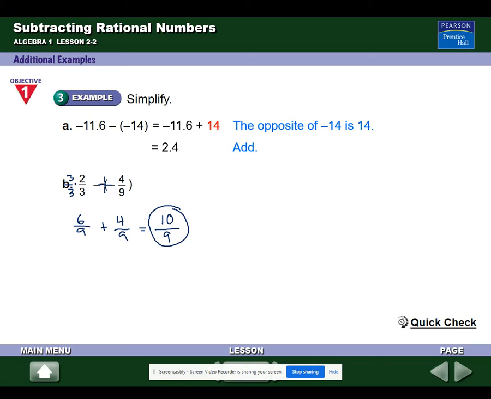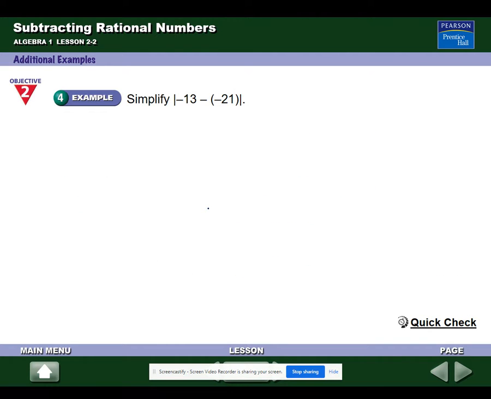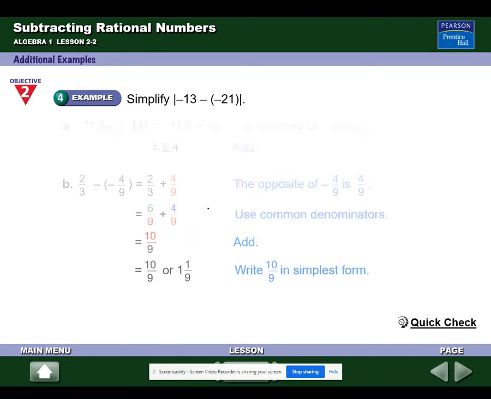Somebody's probably wondering about what if we make that 1 1/9. That's a correct answer, and I certainly wouldn't mark you wrong for giving me a correct answer, but you're going to find that in Algebra 1 there are more uses for the top-heavy fraction, the improper fraction. So 10/9, in my opinion, is the best answer. Yeah, they did an either or there for their answer.